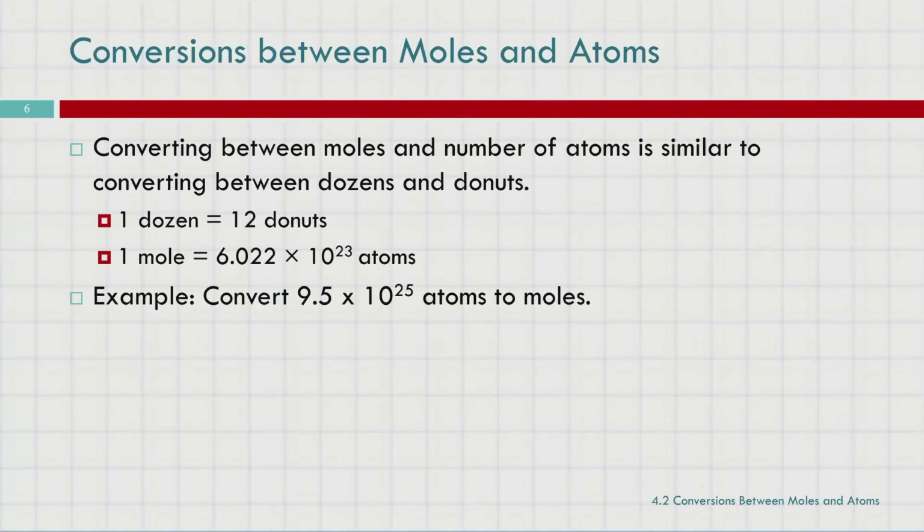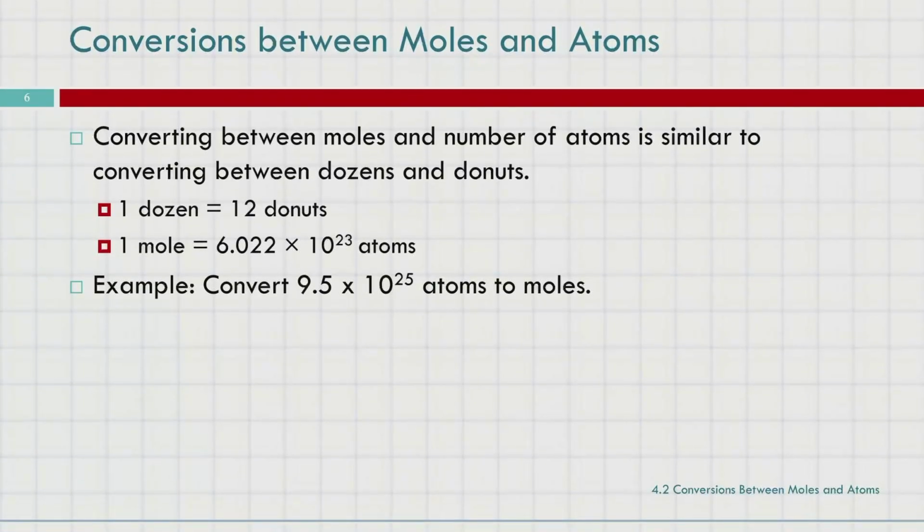Okay, so this is a similar process to converting between dozens or boxes of donuts and donuts, converting between moles and the number of the atoms. So 1 mole is equal to 6.022 times 10 to the 23 atoms. We can also swap out, instead of atoms, we could put formula units if we're talking about ionic compounds. We could also put molecules. You can put anything that you want there, just like we could put anything with the donuts.